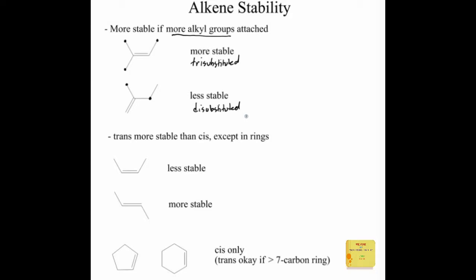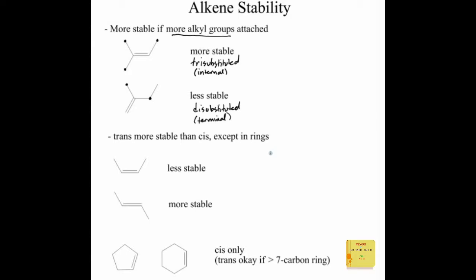Another way you could describe these two particular alkenes is you could say that this one is internal to the carbon chain, while this one is terminal. The second one is terminal. It's at the end of a carbon chain. That's also not a good place for a double bond to be. So we can look for features like that to determine whether or not our alkene is more or less stable.